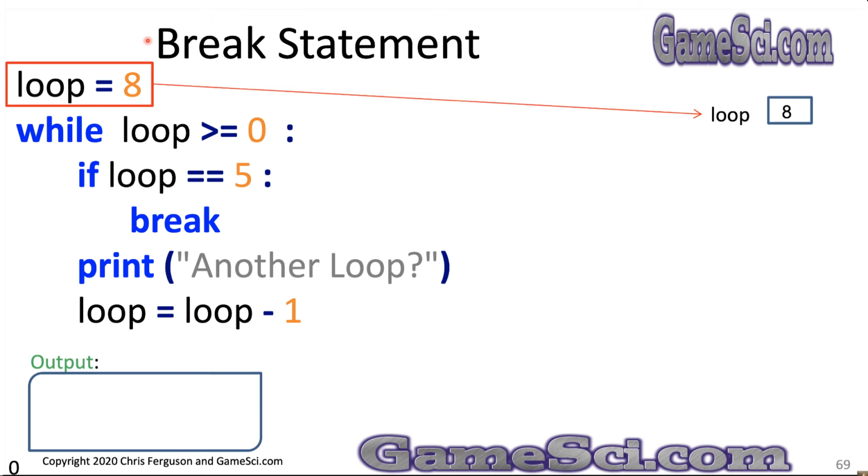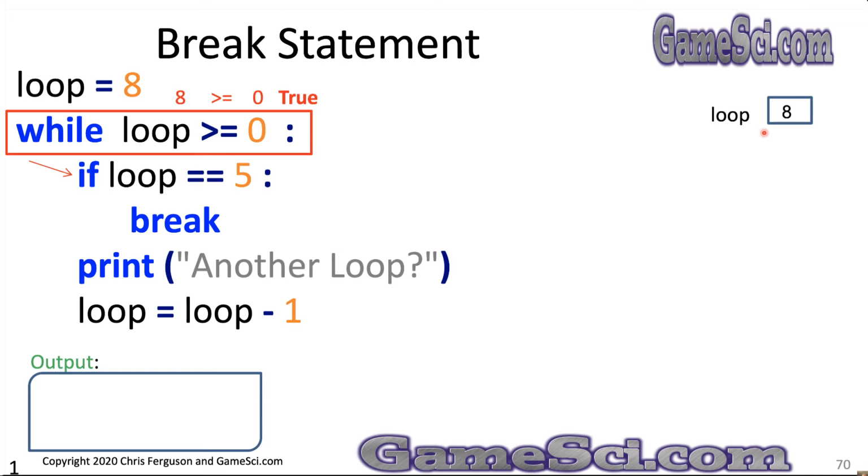We'll initialize our loop iteration variable to 8, and you'll see an 8 shows up in our iteration variable. What does the iteration variable mean? It means this is a variable that controls the loop, how many times it will execute. 8 greater than or equal to 0 is a true statement. Whenever the loop evaluates to true, we are going inside the loop and executing the code inside the loop.